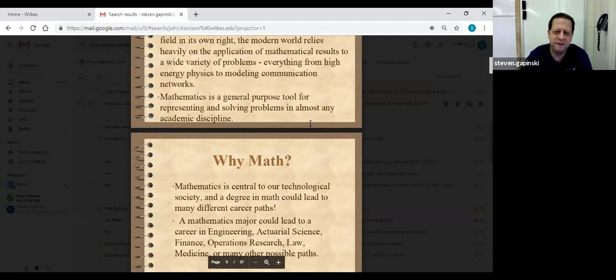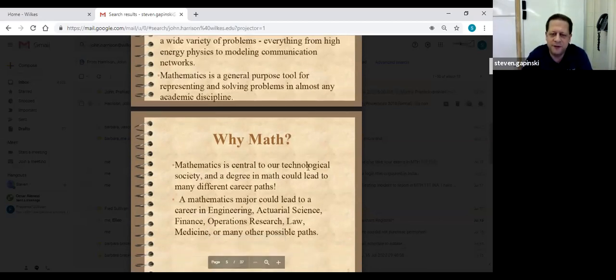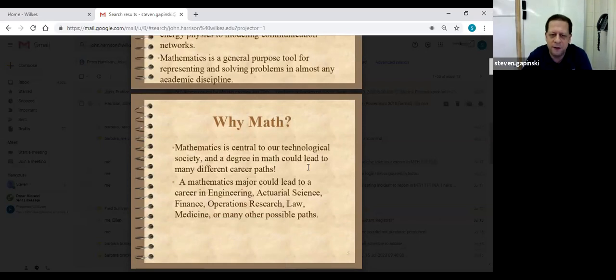We have a high-tech society, and you could see that it's only going to get more and more advanced as time goes on. Because of this, there are very many fields where someone with a math major can find employment. Engineering, actuarial science, finance, operations research, law, and medicine are all possibilities.